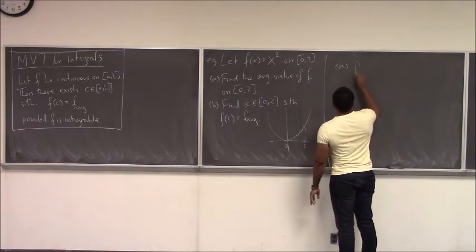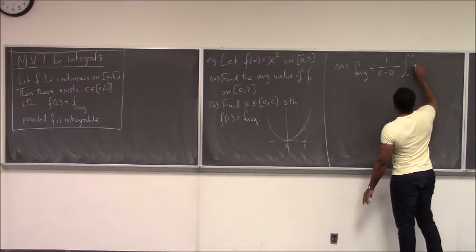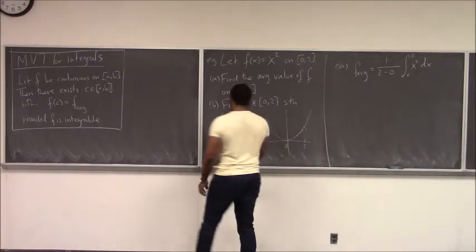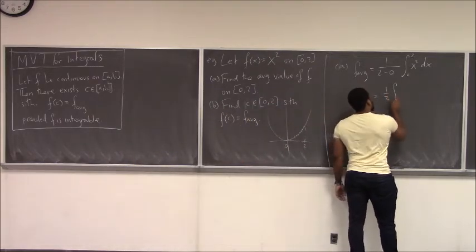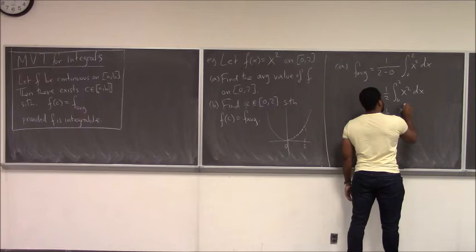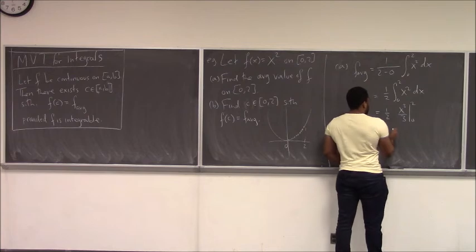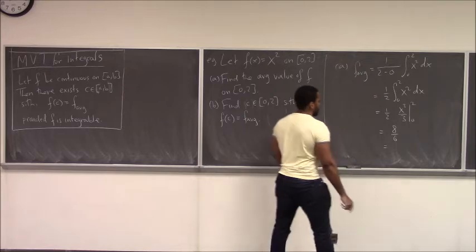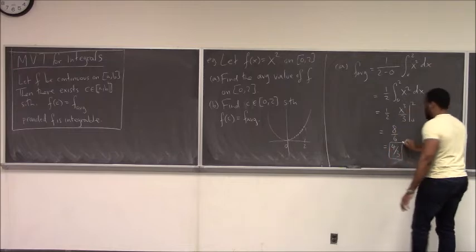A, the average value is simply going to be 1 over 2 minus 0 times the integral from 0 to 2 of x squared dx. If I were to add up all possible outputs between 0 and 2, and then find their mean average, that would be the result. So of course we know that this is x cubed over 3 between 0 and 2. So this gives us 8 over 6. I can take 2 into both of those. Turns out the average value would be 4/3.